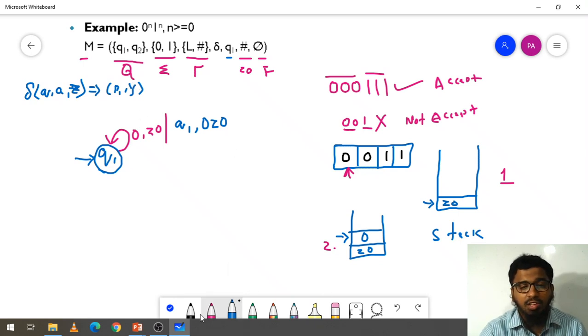Now for the next one, we move to here. Our header is now here, in step 2. So Q1 on 0, the input is again 0. What will be Z? Where is it in the stack? In the stack this 0 is being pointed to. So it is 0 comma 0.